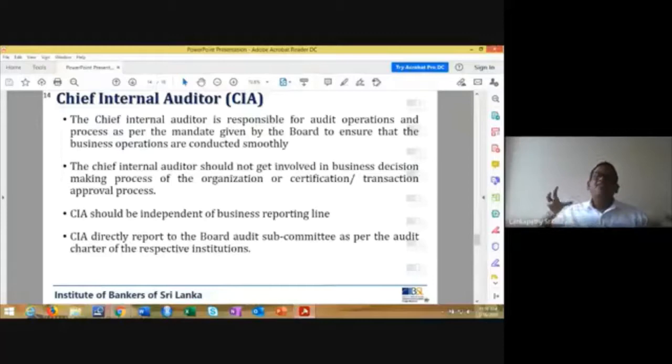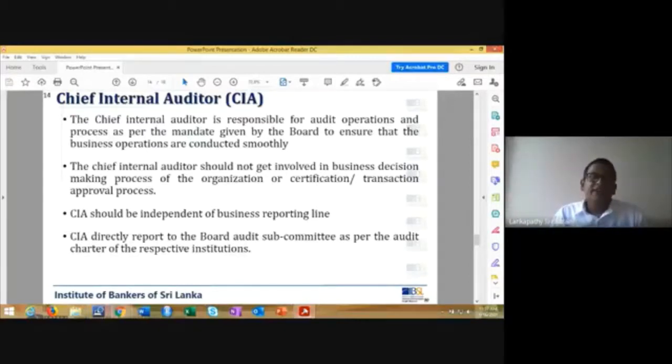Again, to avoid conflict of interest, the chief internal auditor should not get involved in business operation or business decision making. Why? Because if he or she is involved in the business decision making process, and something goes wrong with it, then he may not escalate that to the top management. That's why the chief internal auditor also should be an independent person.